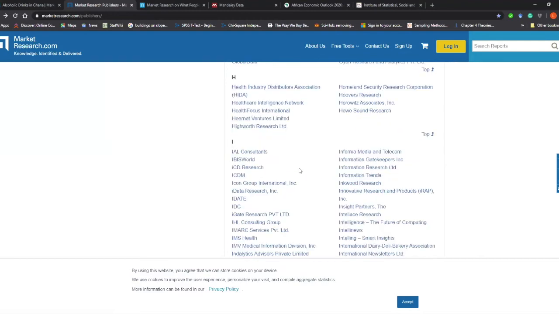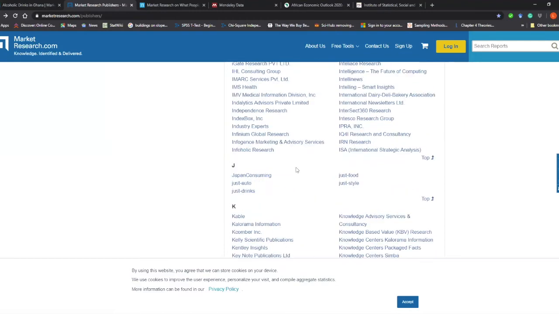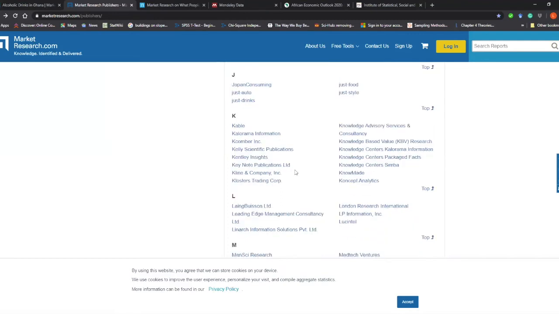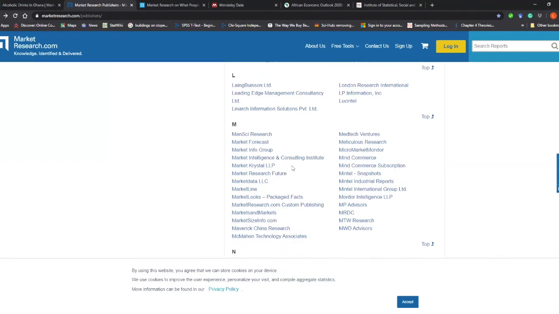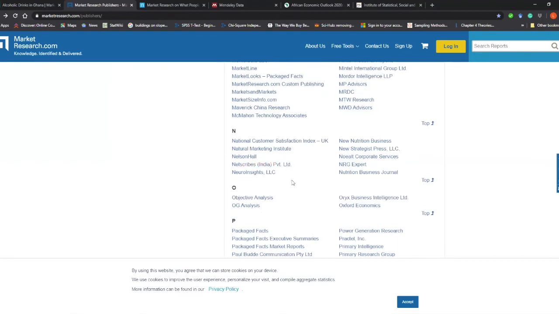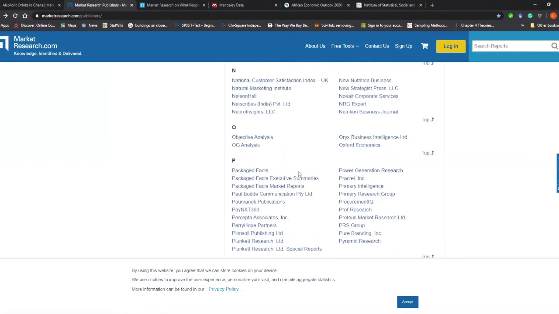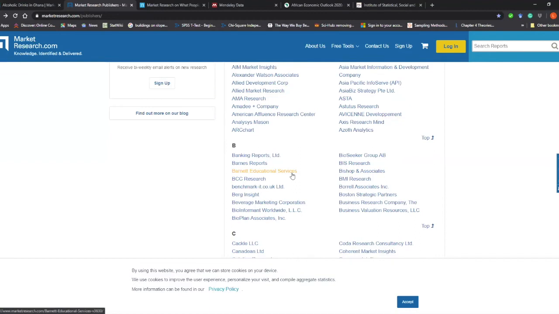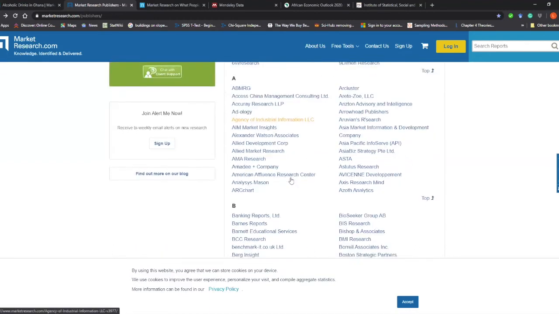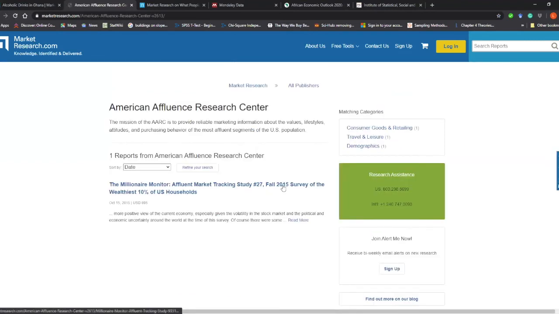And like we said, there's no Ghanaian market research company in here. Not a single one. All of them are foreign. I don't even see Millward Brown, and Millward Brown does very well in the West African sub-region. Okay, so let's pick one and open. Which one should we open? Let's do American Affluence Research Center. The word affluence is of interest to me. Lucy, can you please speak up?